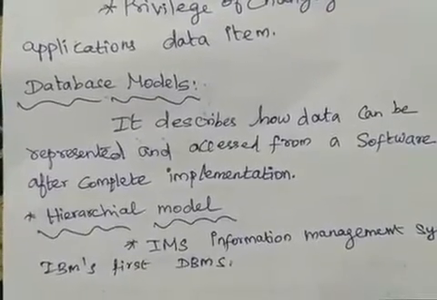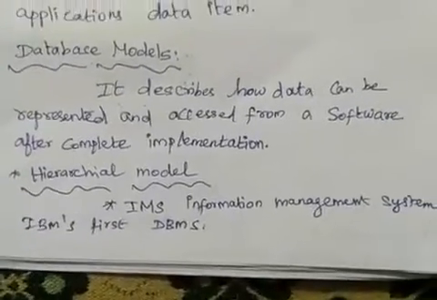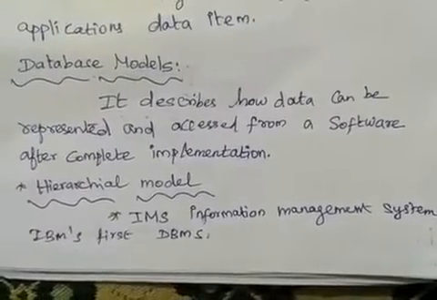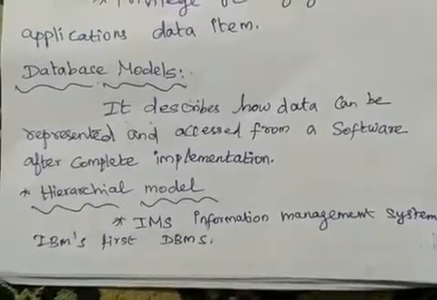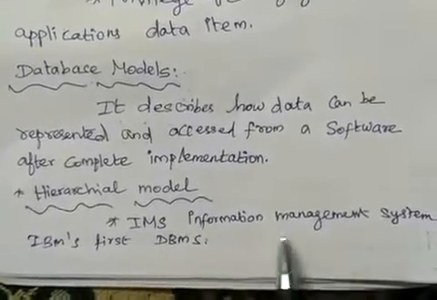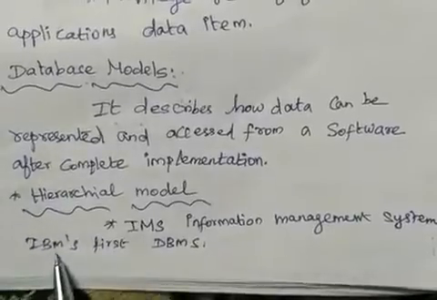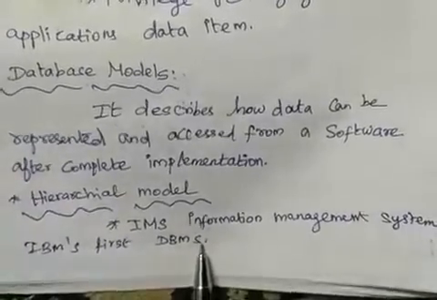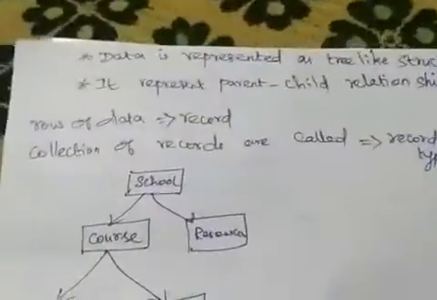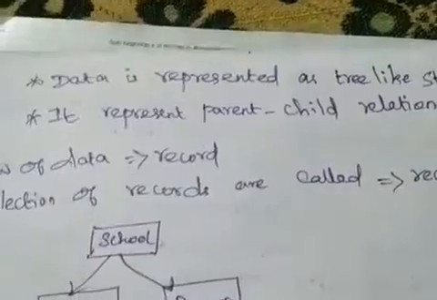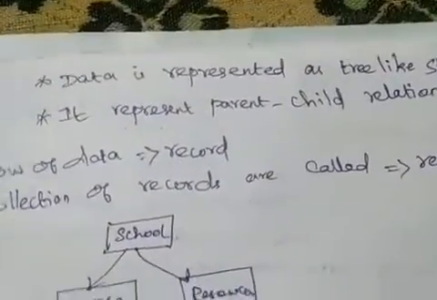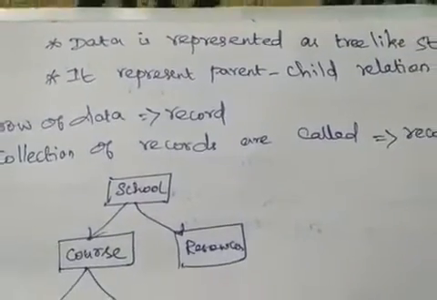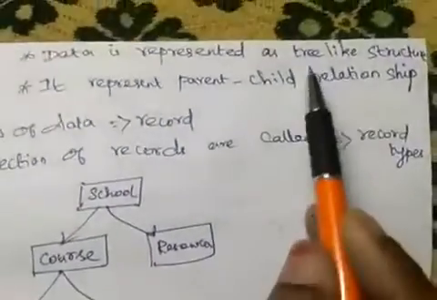The first type is the hierarchical database model, a famous database model first introduced by IBM, named IMS, that is Information Management System, the first DBMS created by IBM. In the hierarchical model, the data are represented in a tree-like structure. Every table is related or linked with another table, so it is called a tree-like structure.